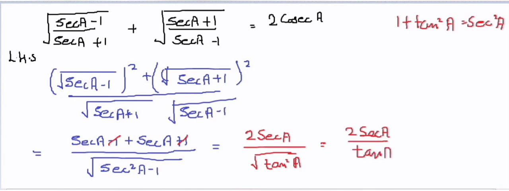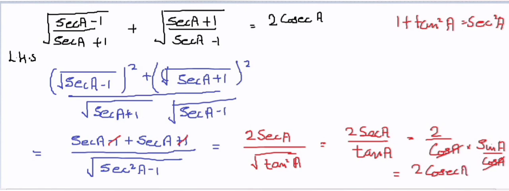Now sec A can be written as 1 over cos A, and this tan A can be written as sin A over cos A. Now cos A cancels out, and you will get 2 over sin A, which can be written as 2 cosec A, which is our RHS.